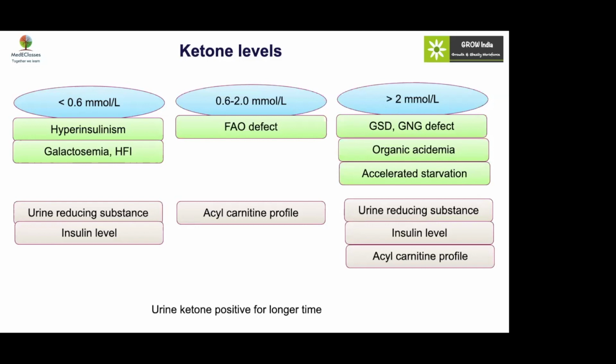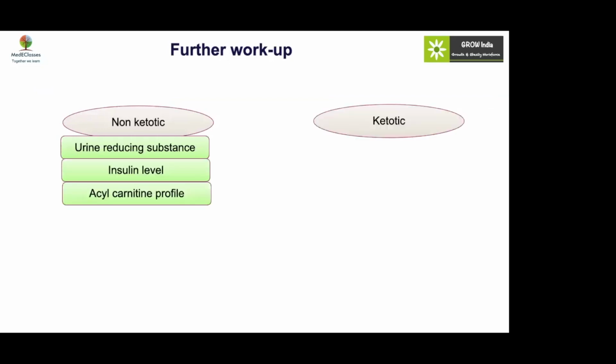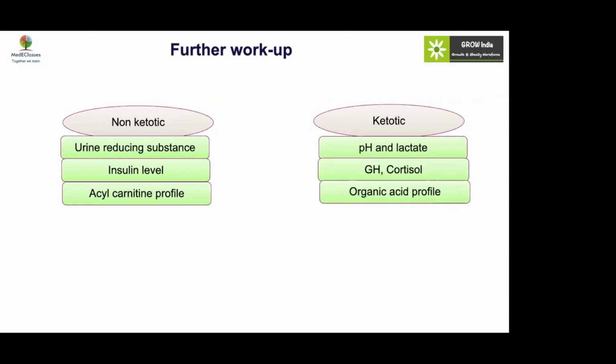Very importantly, if you are not able to do a blood ketone immediately, you can do urine ketones even after the glucose has been corrected. And this is something you can assess and evaluate. Now, if you have a non-ketotic individual, do a urine reducing substance and insulin as discussed. If it's ketotic, look at blood gas and lactate, growth hormone and cortisol, and an organic acid profile is done.